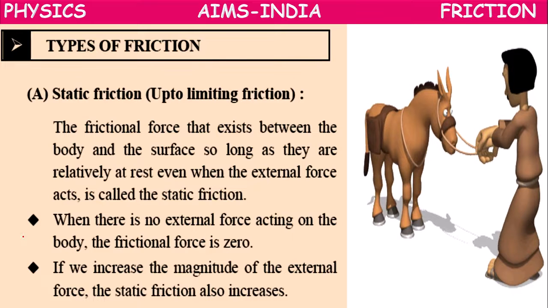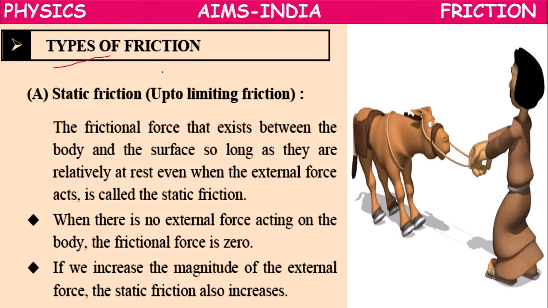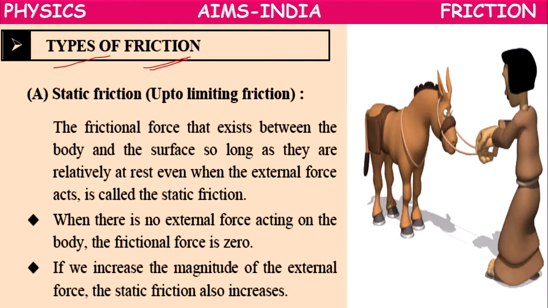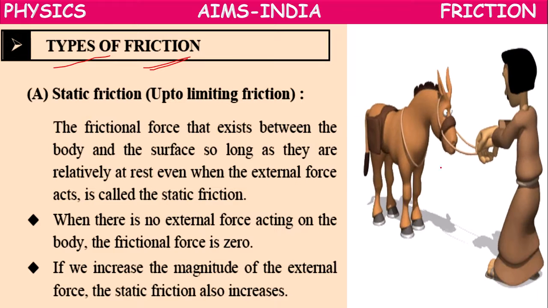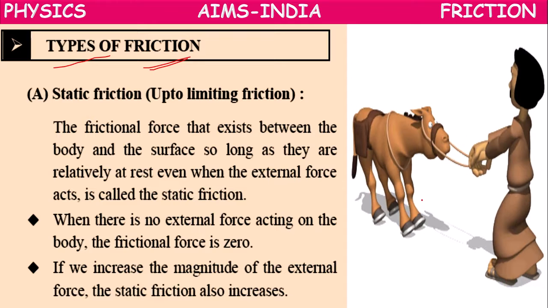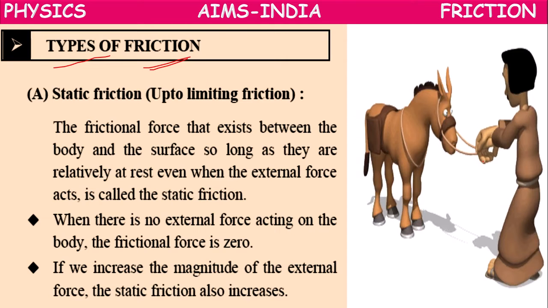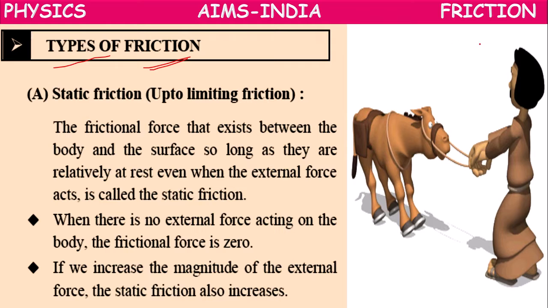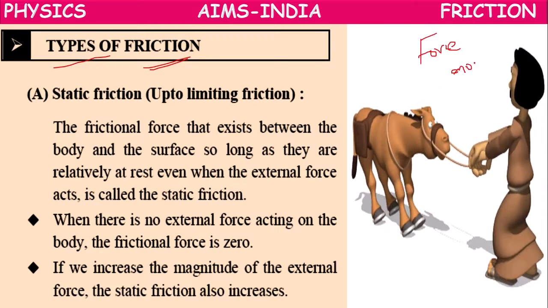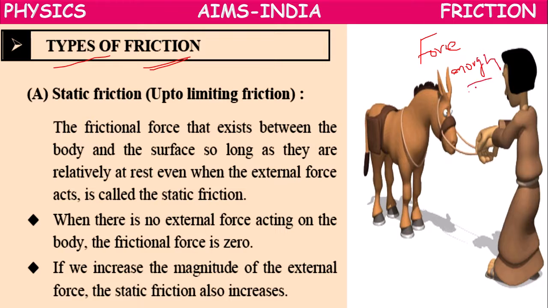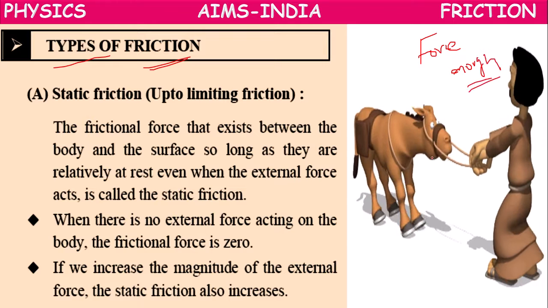So here, our concept is regarding types of friction, children. If you observe in this diagram, this person is trying to pull the horse, but he is not able to pull it because whatever force he is applying is not enough to move the horse.